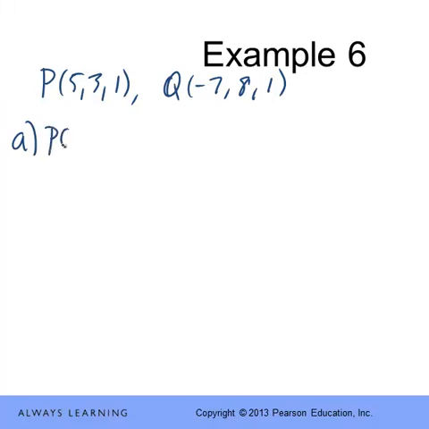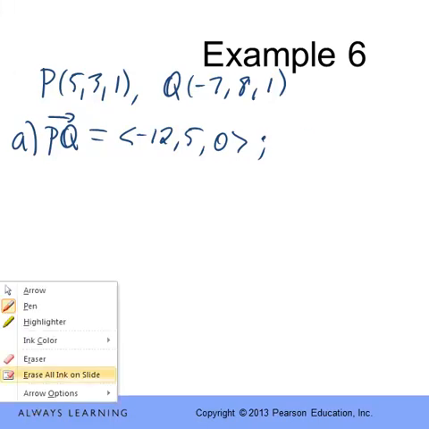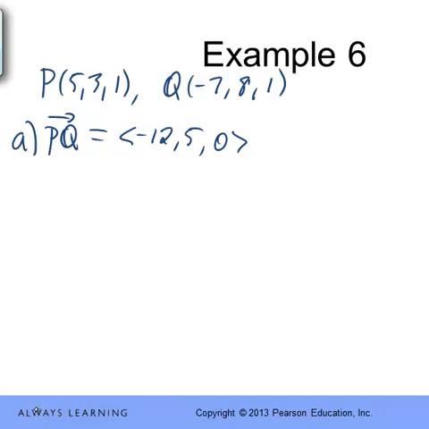PQ, the vector that goes from P to Q, you just take the coordinate values from Q minus their respective coordinate values from P. -7 minus 5, which is -12, comma, 8 minus 3 is 5, comma, 1 minus 1 is 0. Actually, I don't even need a semicolon here, because I'm just going to say that this is equal to -12 i hat plus 5 j hat.